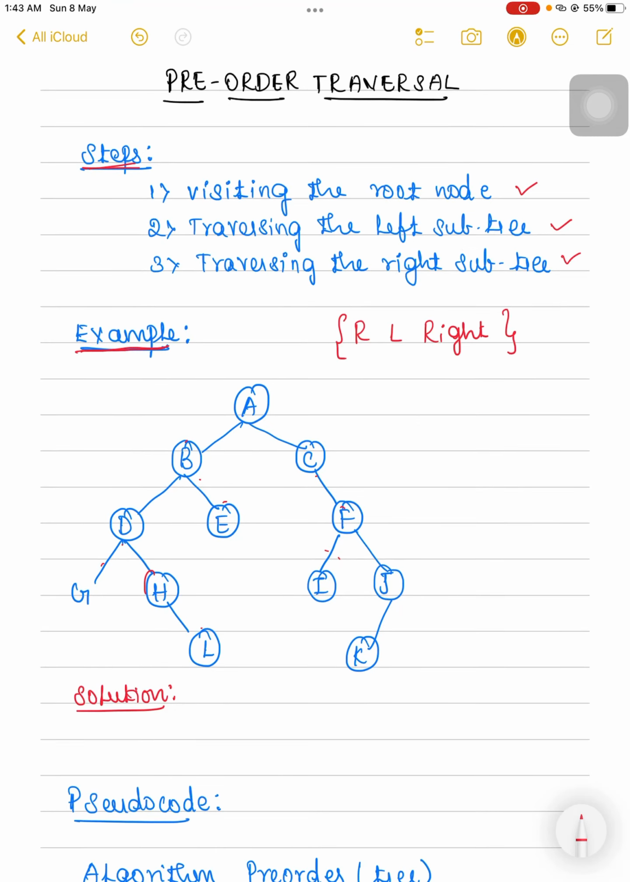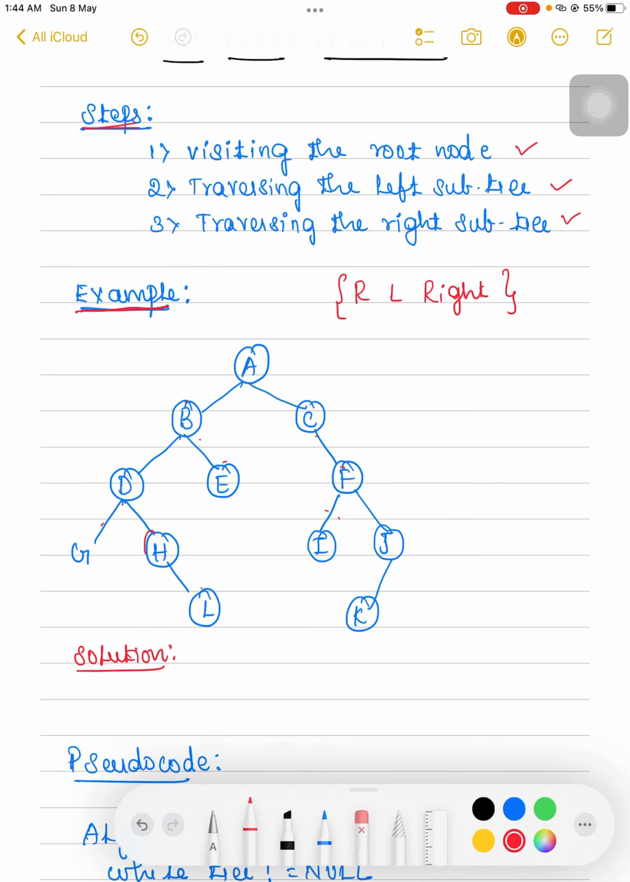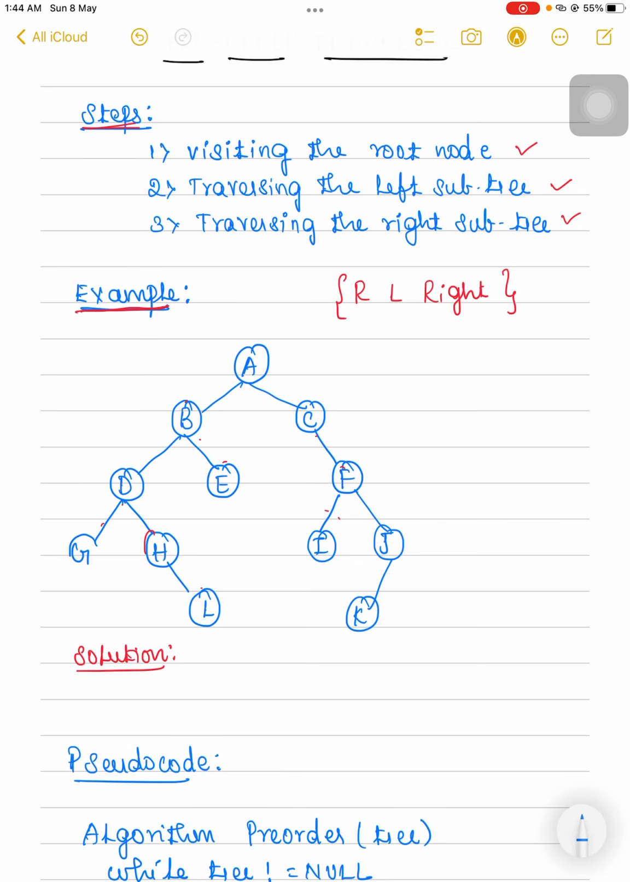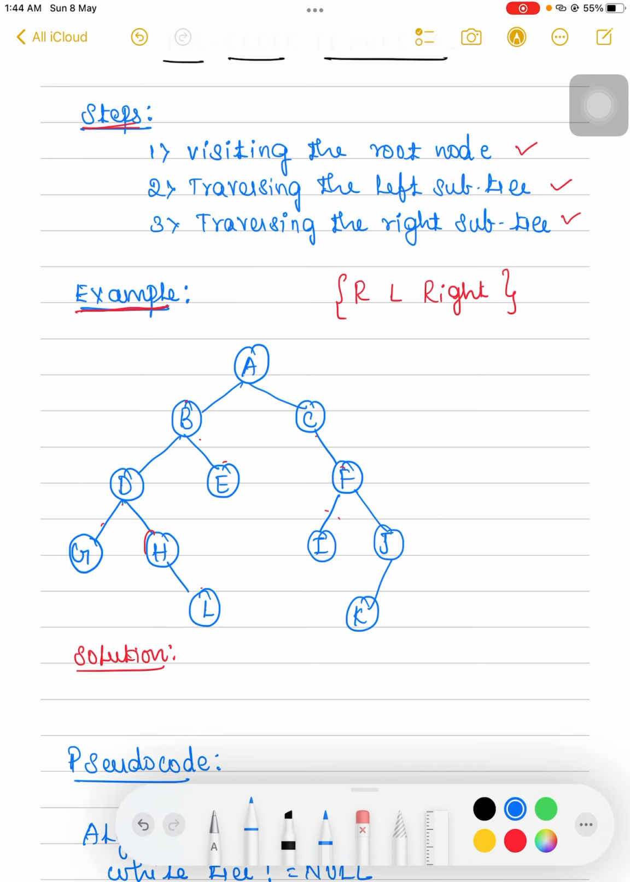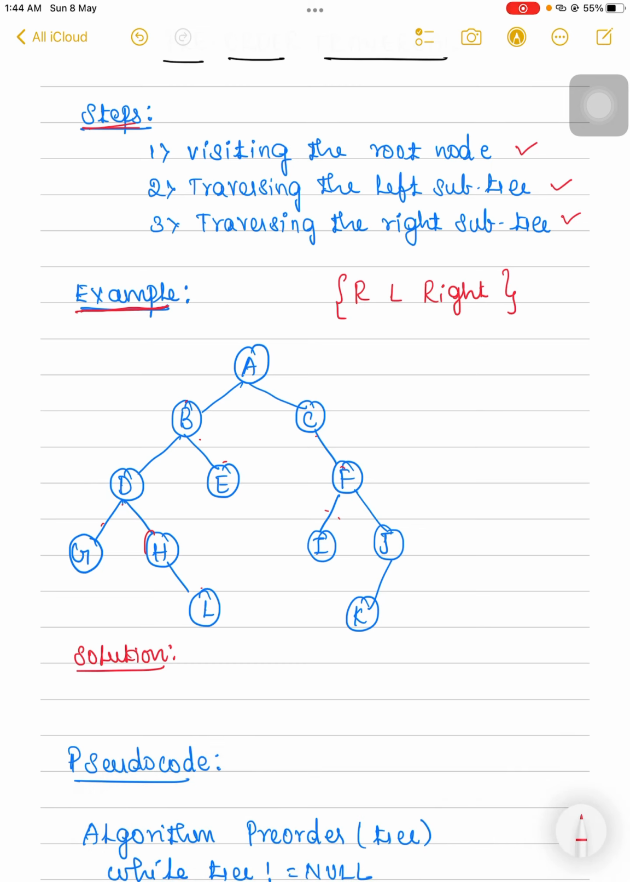For this example, we are just going to apply the pre-order traversal and visit each and every node. Let's start now. According to the steps given here, the very first step in the pre-order traversal is visiting the root node. So here, with the help of the pre-order traversal, we are going to visit each and every node in the given example tree.